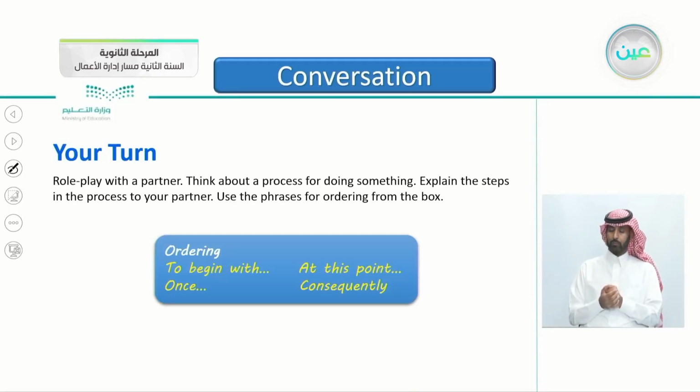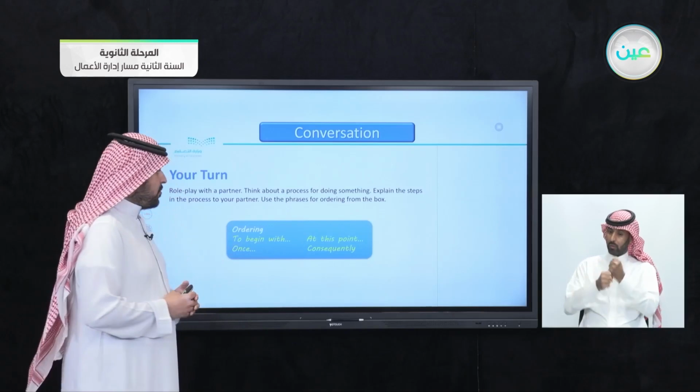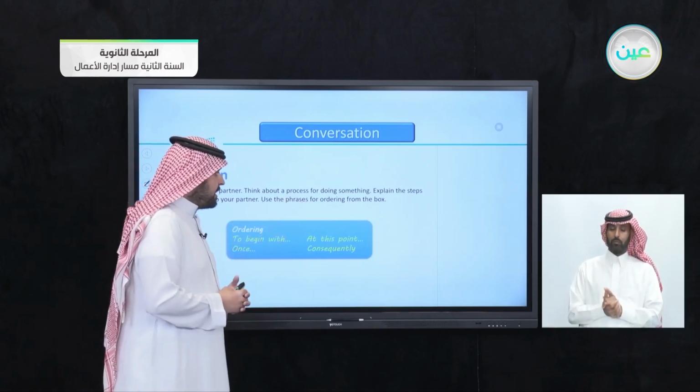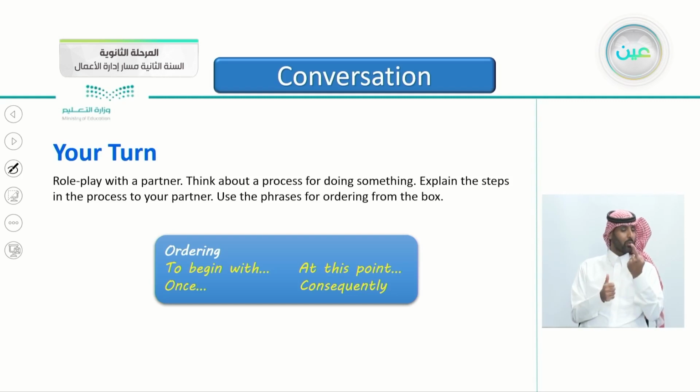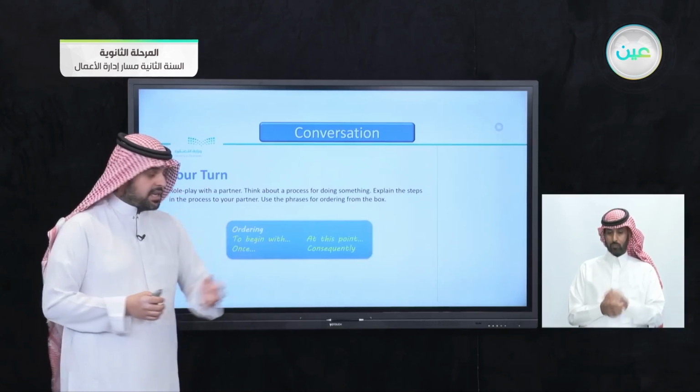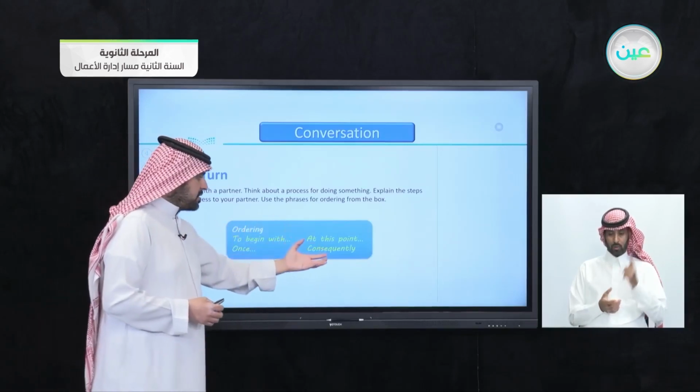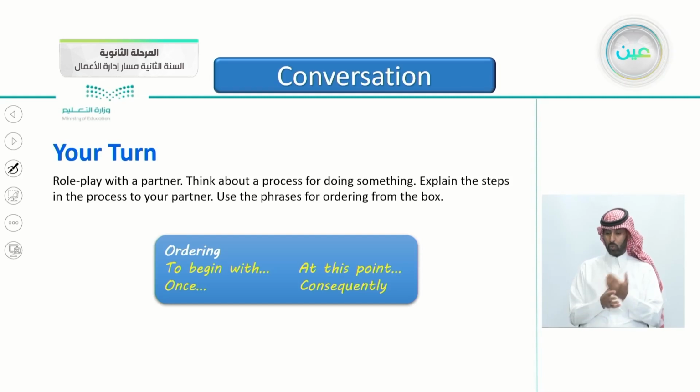Think about a process, a process for doing something. Explain the steps in the process to your partner. So you have to explain the steps of this process to your partner. Use the phrases for ordering from the box. You try to use these words to help you put the steps in the order that you want. Again, to begin with, you write this in the beginning, or once, at this point, consequently. Consequently means one event happened because of another event.